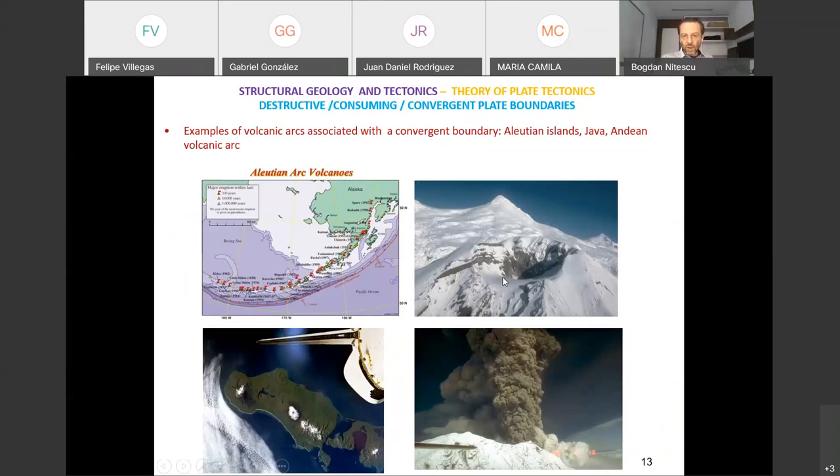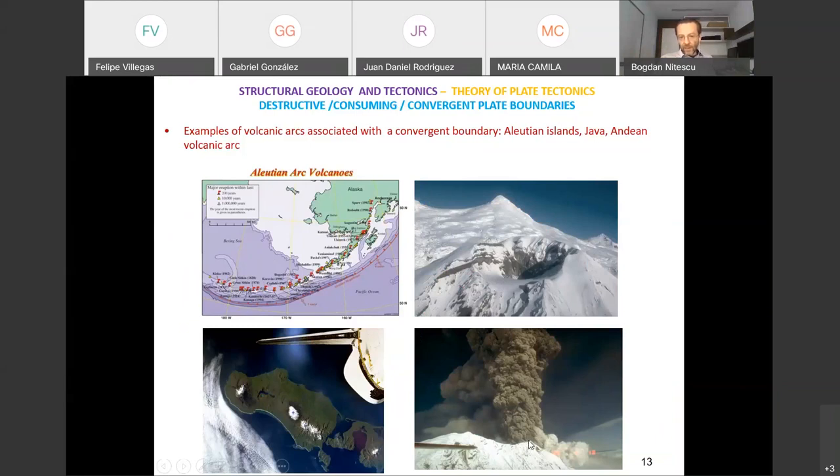You can see images of the volcanoes, like this one, which obviously is from a plane or helicopter. This one is from the satellite. So you see what the image of a volcano is from the satellite, as opposed to being very close to the volcanic cone.